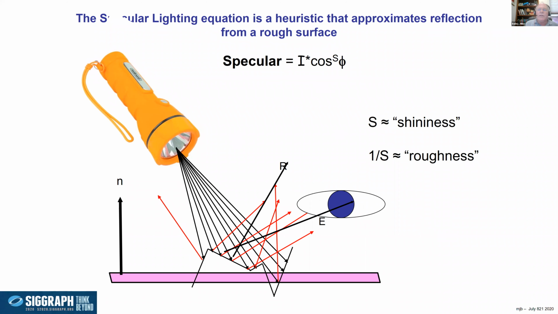And again, specular, we use that cosine raised to the S because it gives decent results. Really the way this works is there's no such thing as a smooth surface anywhere. Every surface is rough. You may have to get down to the molecular level to see it, but we don't want to model at the molecular level. And so we'll do this.